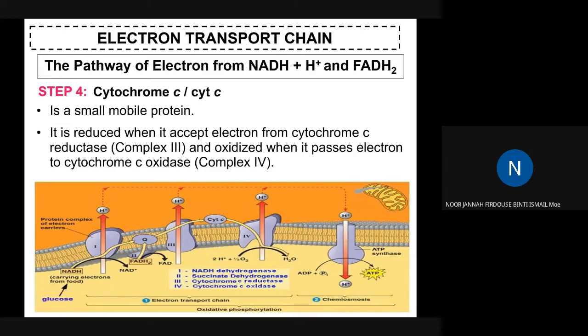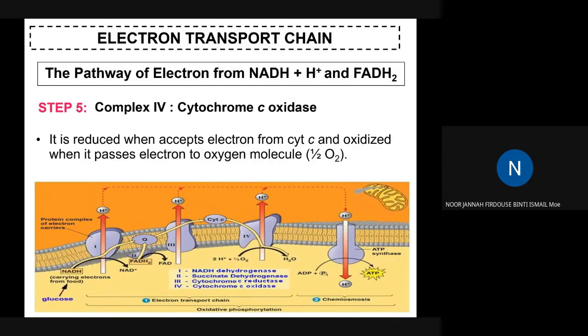Cytochrome C is reduced when it accepts electron from cytochrome C reductase, because this enzyme transfers the electron. And then cytochrome C will be oxidized when it transfers the electron to the complex number 4, which is named cytochrome C oxidase, and then to the oxygen molecule. You see here?